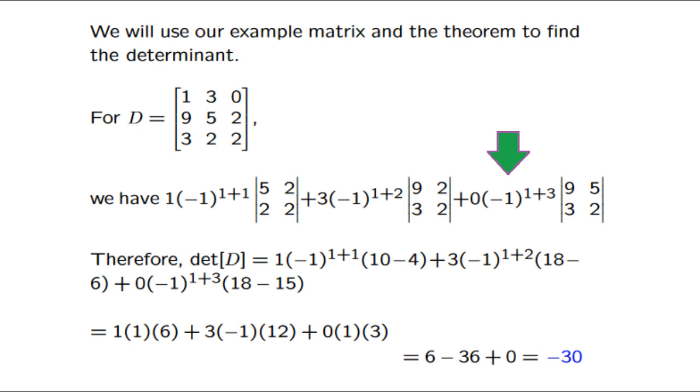That actually leads us to a tip to get us through a calculation like this faster. If you have a row or a column containing 0 and you're using this technique to find a determinant, you definitely want to pick that row or column containing 0 because it's going to just simplify your calculations.